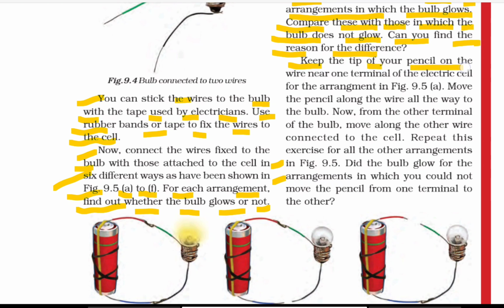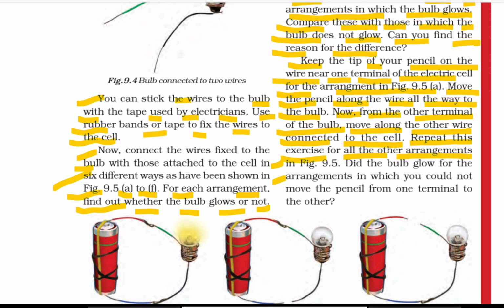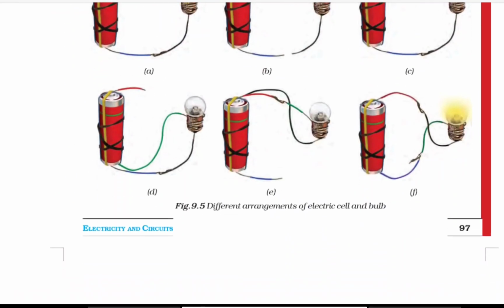Keep the tip of your pencil on the wire near one terminal of the electric cell for the arrangement in 9.5. Move the pencil along the wire all the way to the bulb. Now, from the other terminal of the bulb, move along the other wire connected to the cell. Repeat this exercise for all the other arrangements. Did the bulb glow for the arrangement in which you could not move the pencil from one terminal to the other?